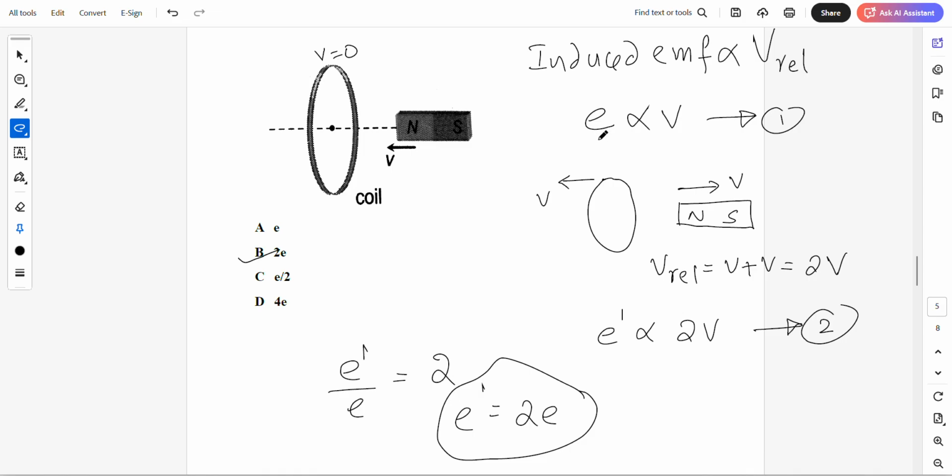In the first case, induced EMF is proportional to V. In the second case, E dash is proportional to 2V. Therefore, we are just dividing it. If you divide it, you are going to get E dash is equal to 2E, which is the right answer.